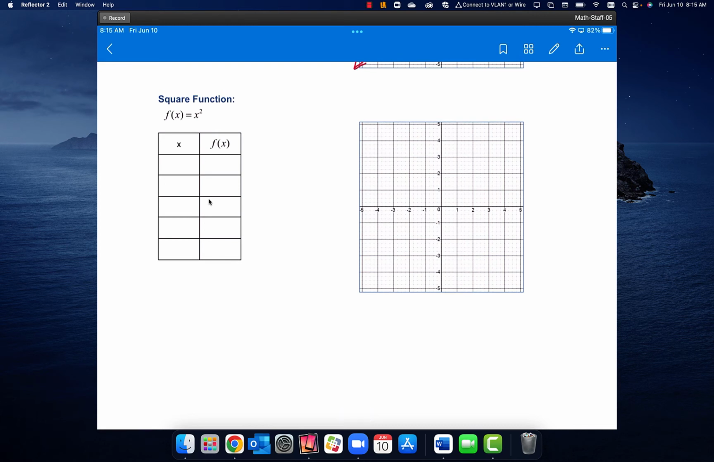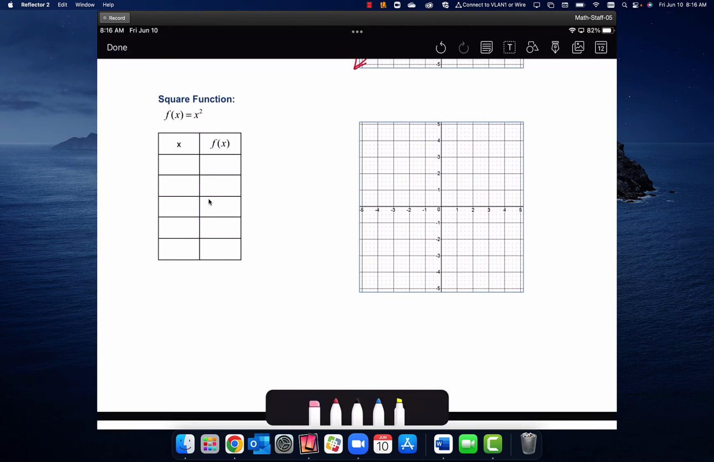Next, we have the square function. Again, we'll choose some starting values for x. Just keep it close to the origin. And let's find the corresponding y values. We're just squaring each of these numbers. -2 squared is 4. -1 squared is 1. 0 squared is 0. And so on.